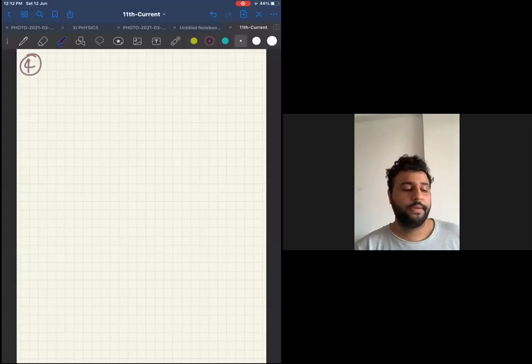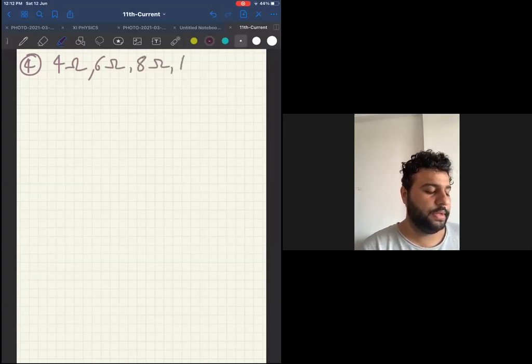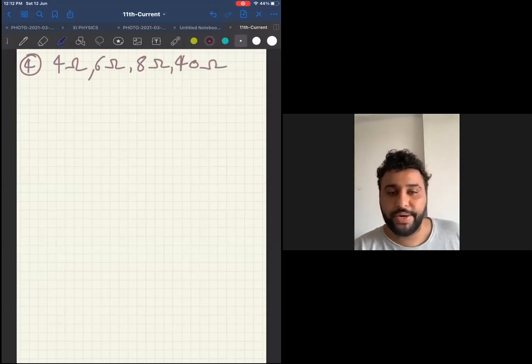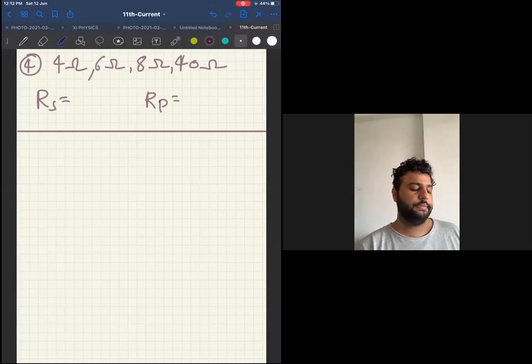Fourth question. I'll take 4 resistances of 4 ohm, 6 ohm, 8 ohm, and 40 ohm. You can simplify it with no problem. They are first connected in series and then in parallel. Now tell me what will be the answer. Start.